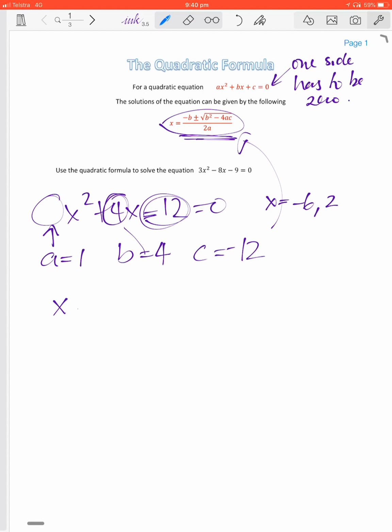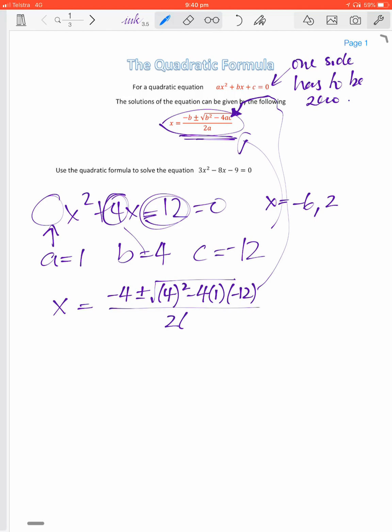So let's put them into the quadratic formula. x equals negative b, so negative 4, plus or minus the square root of b squared, so 4 squared, minus 4 times a, which is 1, times c, which is negative 12. So that's coming from this here. I'm just following this pattern, substituting those values in. And that is on 2a, so it's 2 times 1. From here we get negative 4, plus or minus 4 squared is 16. Minus 4 times 1, which is minus 4, times minus 12, which is positive 48, all on 2 times 1.